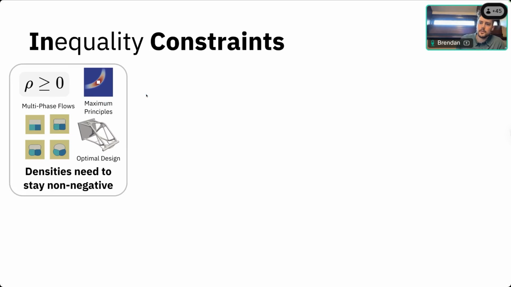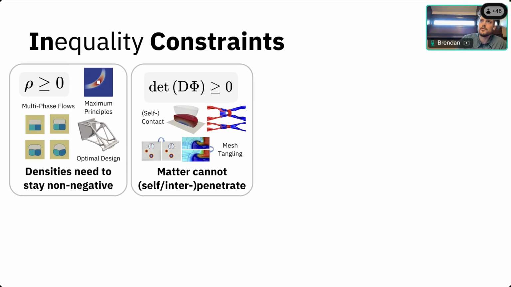Probability distributions or density functions have to be non-negative. Material densities likewise also have to be non-negative. There might be maximum principles that come from the model, and we want those to be enforced at the discrete level. Optimal design, we have box constraints, multiphase flows, other inequality constraints, and we want to preserve those.